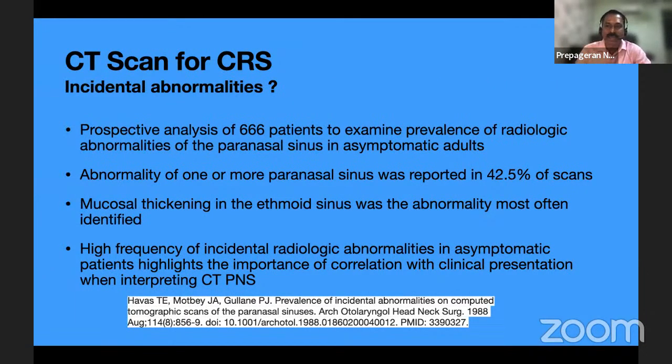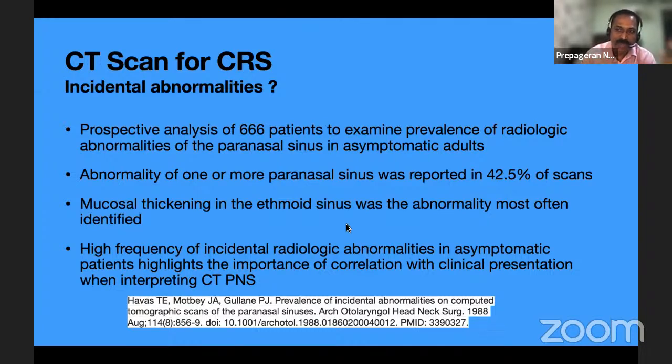We always find incidental findings in CT scan. So how often do we find incidental findings, and what are the common ones? A prospective analysis of 666 patients who were not going for sinus surgery found 42.5% incidental findings in CT scan. That's almost half of the patients' scans showing incidental findings. The most common one is mucosal thickening in the ethmoid sinuses.